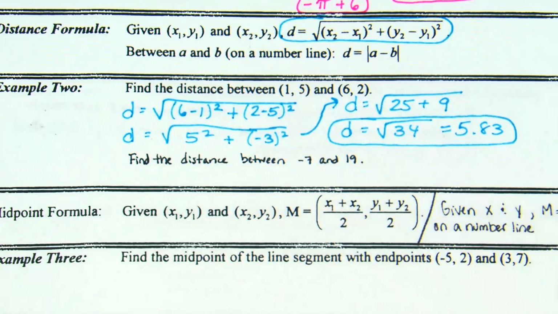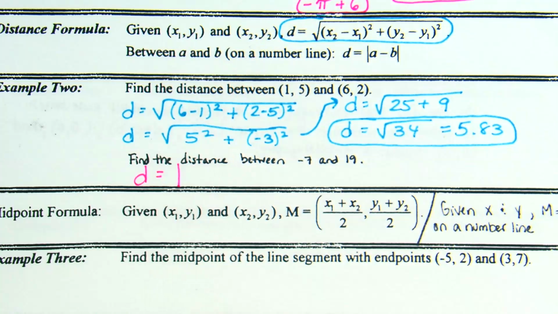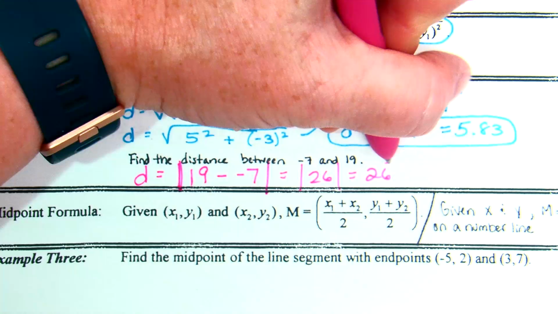26? Because you've got 7 to the left, 19 to the right, so 7 plus 19 makes it 26. If you want to use that formula, it's the absolute value of A minus B. It doesn't matter which value you do first, because it's going to do the absolute value of it. So if I do the absolute value of 19 minus -7, well, that becomes 19 plus 7. So the absolute value of 26, which is 26.